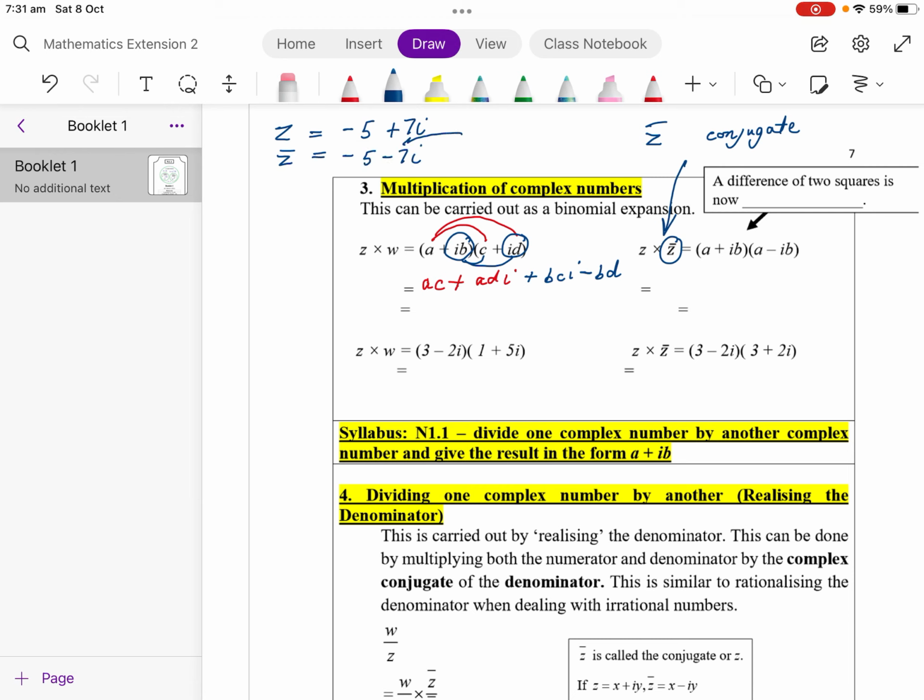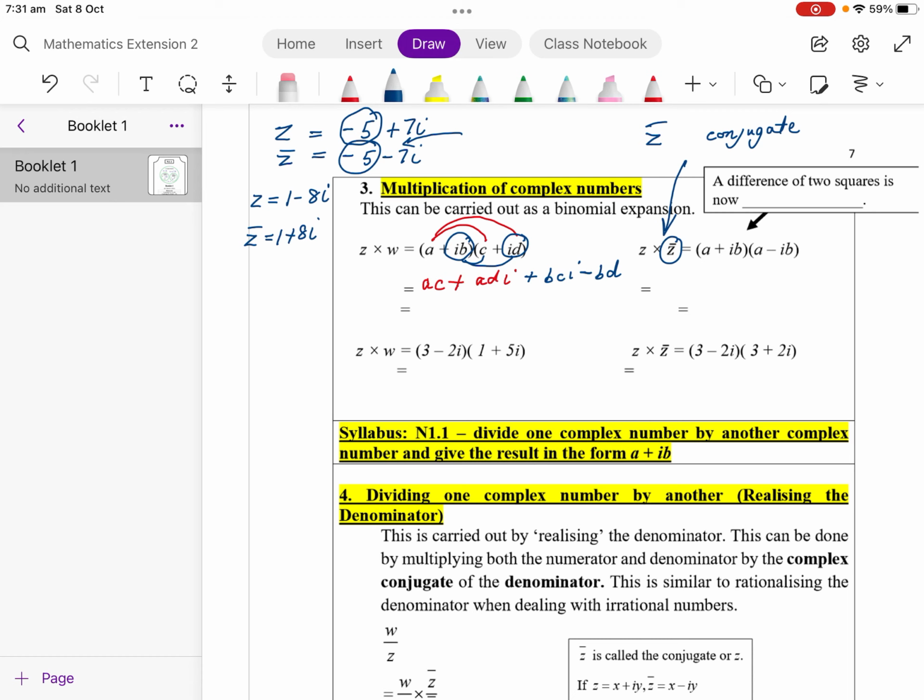It is only the imaginary part that changes sign. It does not matter what the real part is. So the conjugate just means change the sign of the imaginary part. So if your complex number was 1 minus 8i, then Z conjugate would be 1 plus 8i.